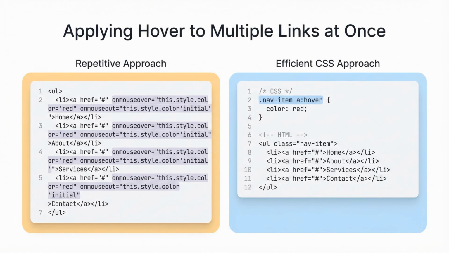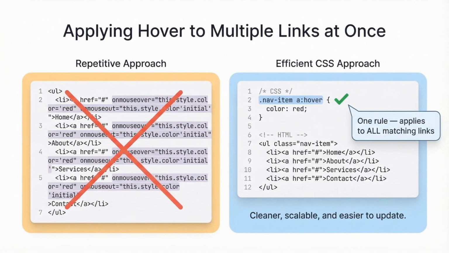Here's where CSS really shows its power. Imagine you have a navigation bar with 5 or 6 links, and you want all of them to change color on hover. You could technically apply a style to each one individually in your HTML, but that becomes tedious and hard to maintain very quickly. The smarter approach is to use a CSS class. By targeting all anchor tags inside a class like navItem, a single CSS rule applies the hover effect to every single link at once. This is one of the core reasons CSS exists as a separate language.